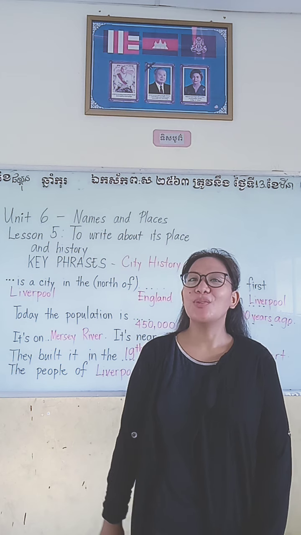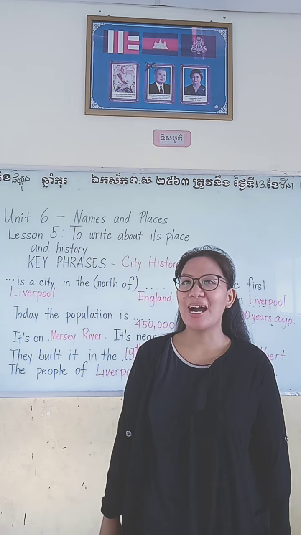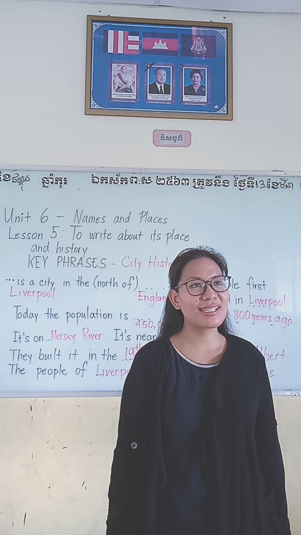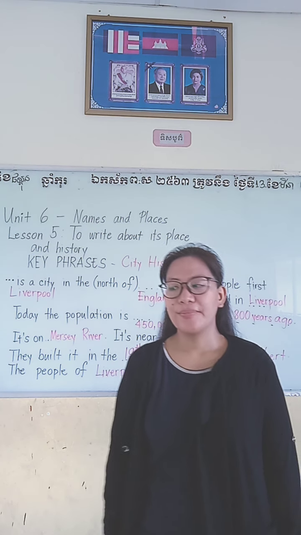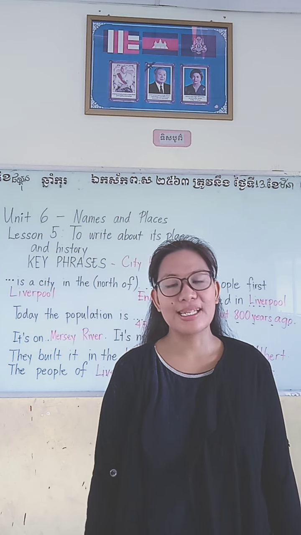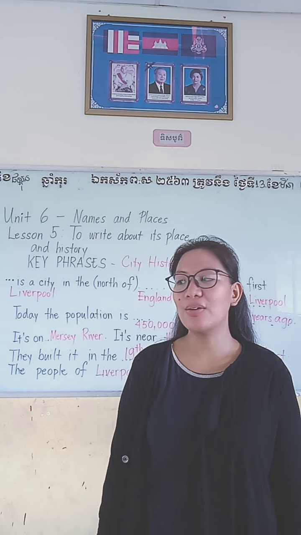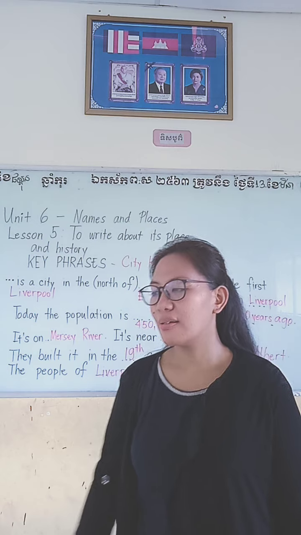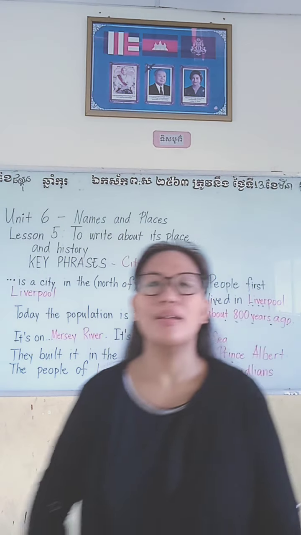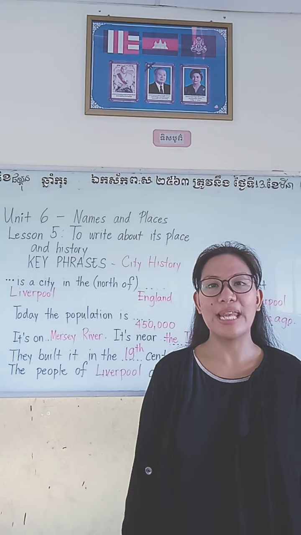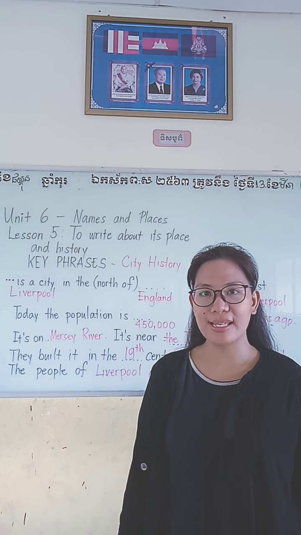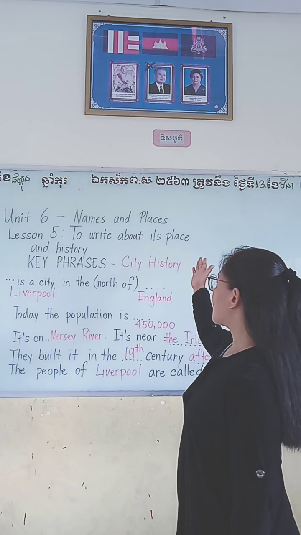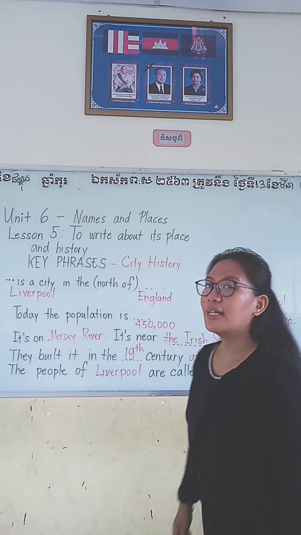Today, we are going to continue our lesson in Unit 6, Names and Places. Last time, we studied about the history of English names. Now, we are going to learn how to write about its place and history. Okay.